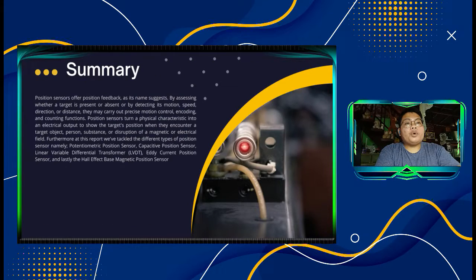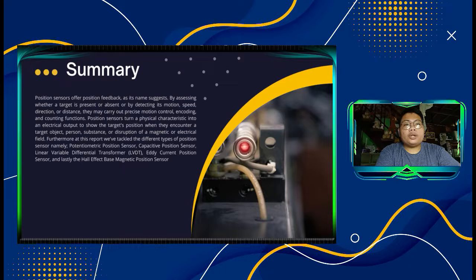To sum up our report, position sensors offer position feedback, as their name suggests, by assessing whether a target is present or absent, or by detecting its motion, speed, direction, or distance. They may carry out precise motion control, encoding, and counting functions. Position sensors turn a physical characteristic into an electrical output to show the target's position when they encounter a target object, person, substance, or disruption of a magnetic or electrical field.